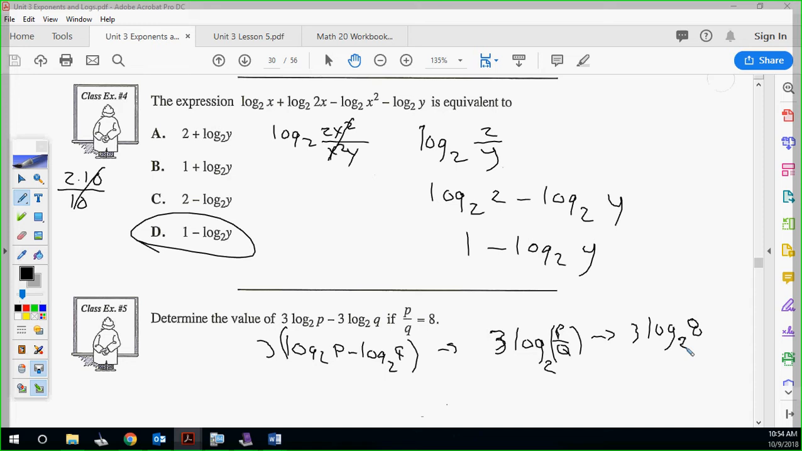So don't worry about the 3 right now, but we know that log 2 8 is going to be what? 3, right? Because 2 cubed is 8. So we know that's 3, and so then your answer is going to be 3 times 3 for 9. So number 5's answer will be 9. Again, this last part here, if you got lost, 8 is 2 cubed, so it's 3 log 2 of 2 cubed. Those cancel. That means it's just 3. 3 times 3 is the 9.